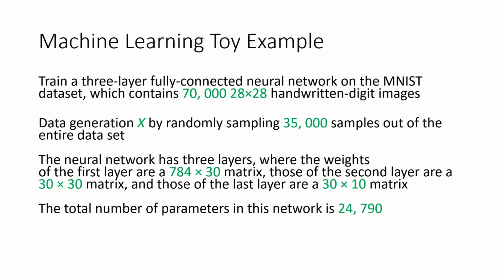We train a neural network out of a data pool, let's say MNIST, right? And how do we ensure our data X enjoys the entropy? We constantly randomly sample a subset of this set, for example, 35K, out of them, and we train a neural network out of them.